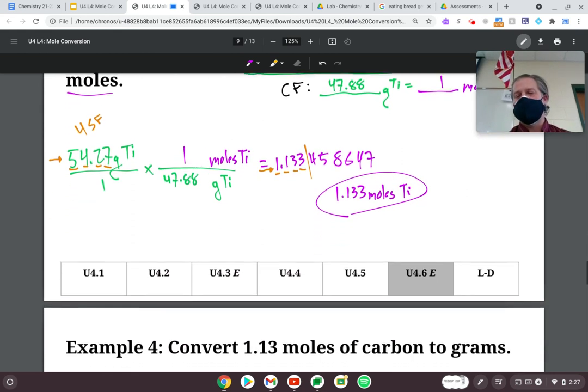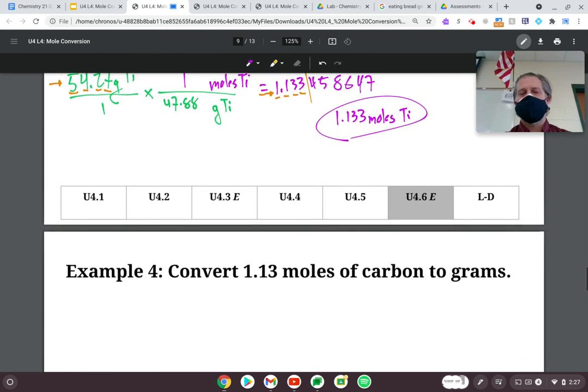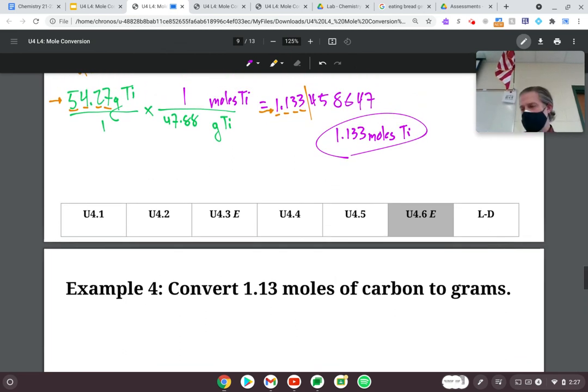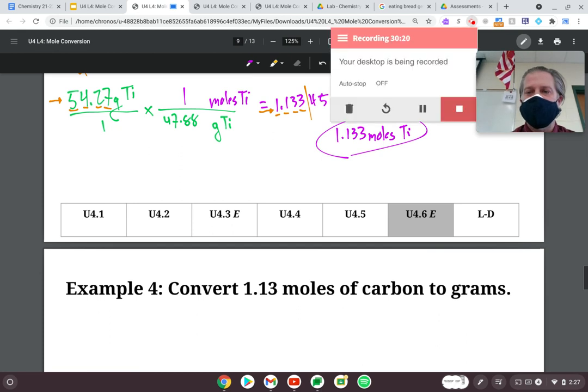All right, let's do one more, and then we'll shut her down for the day. You do this one. Ready, set, convert moles.